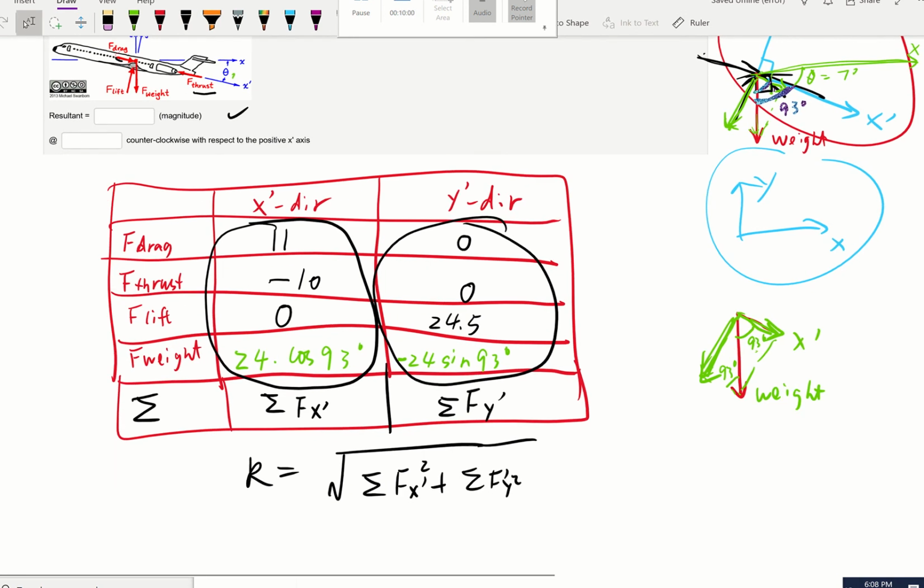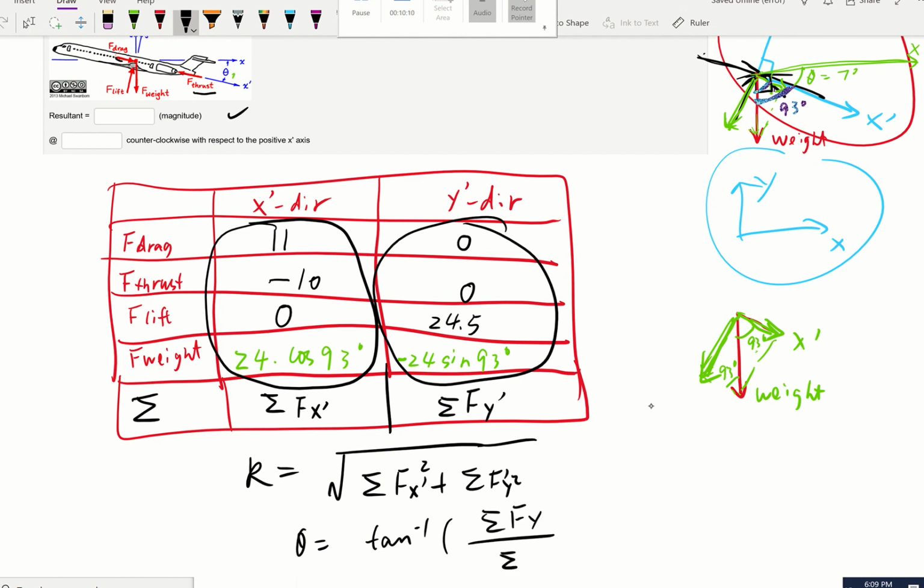In order to find the angle theta, theta will be the inverse tangent of the summation of Fy prime over the summation of Fx prime. And now let's go back to see what they're asking us about the direction. It said counterclockwise with respect to the positive x prime axis. So they're using x prime anyway, right? So we're on the right track.